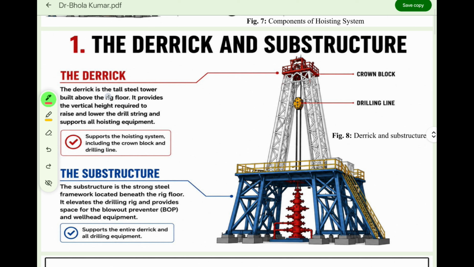the Derrick is the tall steel tower built above the rig floor. It provides the vertical height required for raising and lowering the drill string and supports all the hoisting equipment. So this is the vertical tower, and its main function is to provide the space to raise the drill string or drill pipe, or any equipment, up to a certain height.